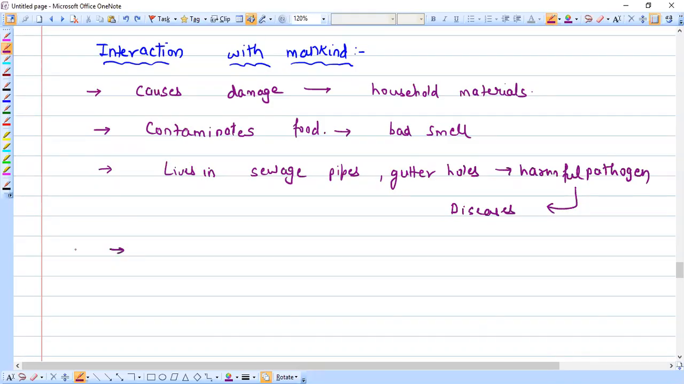Cockroach serves as a part of the food chain. This is also very important. They are part of the food chain. If cockroach is removed, then a food chain will be lost. So we cannot destroy them completely. Why? Because many, you can say, birds.